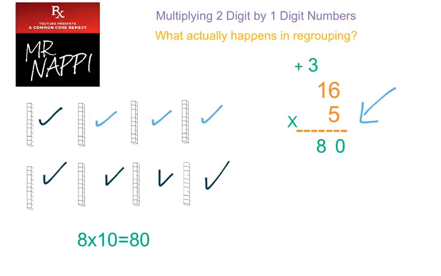And the blocks show you that 8 times 10 is 80, and the problem shows you that 16 times 5 is 80. I hope this helps. It'll work with any type of problem, no matter what digit wants in that ones place. Always make sure you carry that 10 over, and that's what actually happens in regrouping.